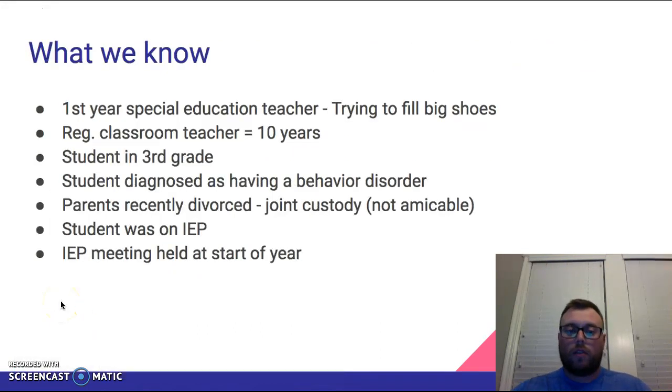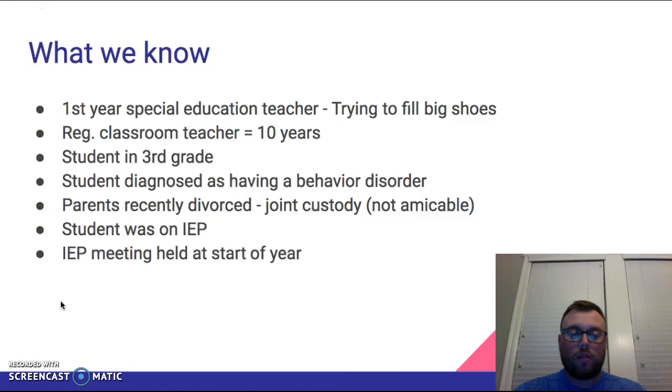We also know that this is Miss Green's first year in special education, and she's trying to fill big shoes. She's replacing a 25-year teaching veteran that decided to retire, so she was very well loved within the school. So she felt some pressure there. The regular classroom teacher, Mrs. Taylor, has been there for 10 years and is regarded as a very good educational teacher.